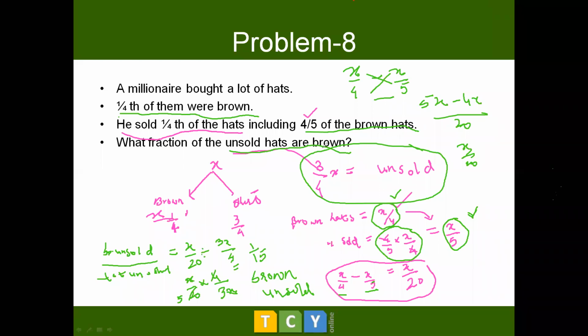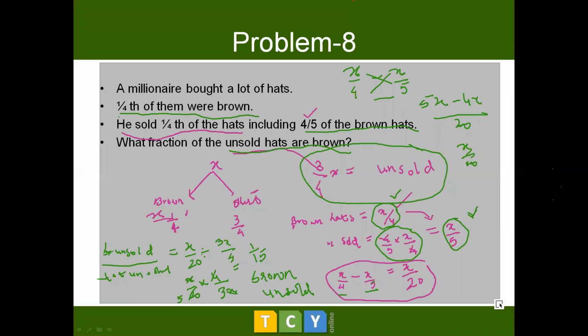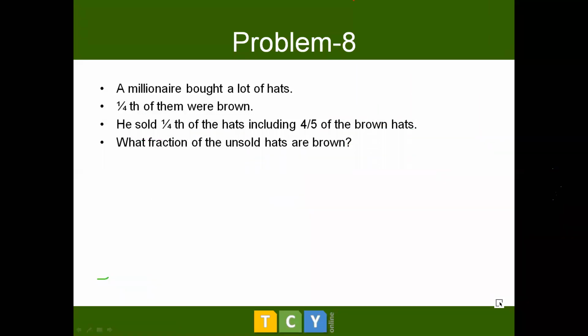Understood? Sir, can we do it without using x, like the total number of brown hats into the number of brown hats he sold? Into won't work, my child. I did it with that method and my answer came 1 by 5. 1 by 5 is not the correct answer. The answer is 1 by 15. Okay.